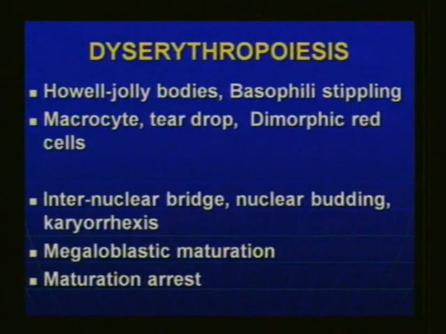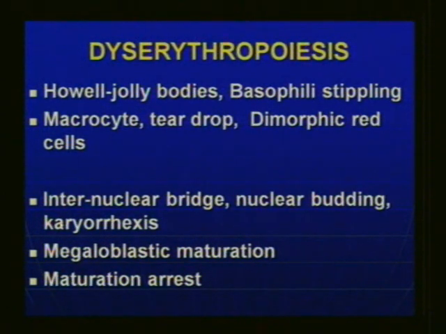So we are looking at the bone marrow tissue erythropoiesis. It's an important observation, because whether it is the percentage of blasts, increased to more than 5%, or the dysplasia of the marrow, that will come from the bone marrow morphology. So what are the features of dysplasia? In the peripheral blood you can demonstrate Howell-Jolly bodies, basophilic stippling, and red cell changes like macrocytes, teardrop cells, dimorphic red cells, and in the bone marrow the erythroid precursors.